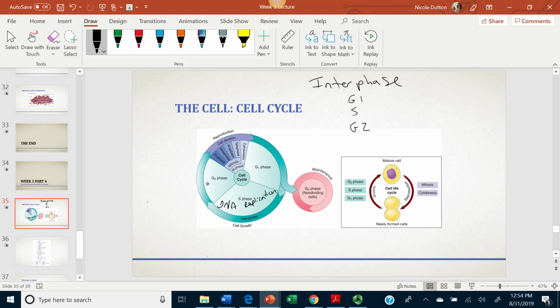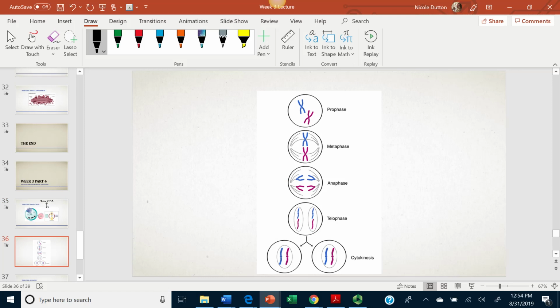Following interphase, you enter into mitosis. Mitosis is cell division. And mitosis really has 4 phases. The first phase is prophase.